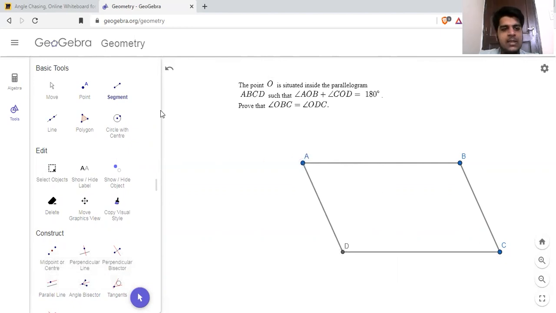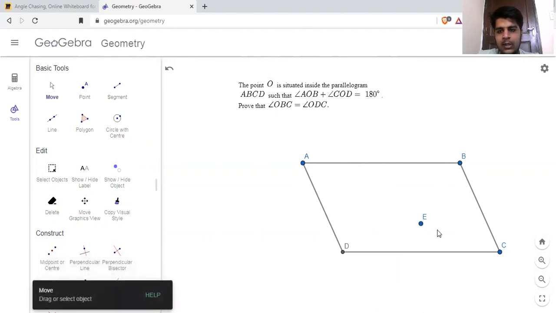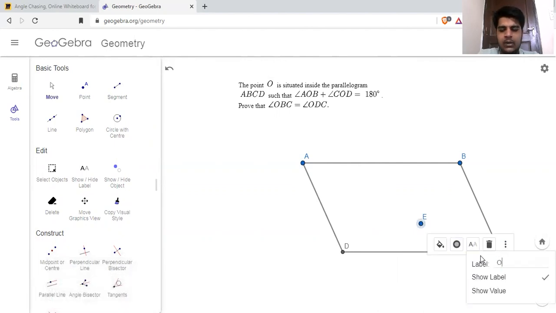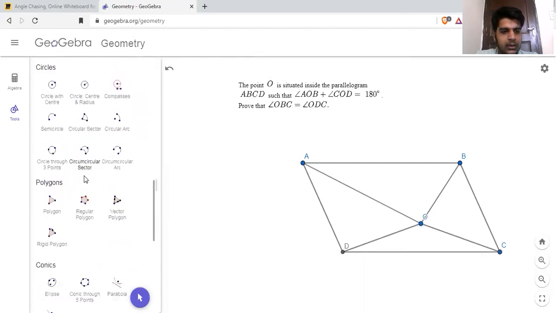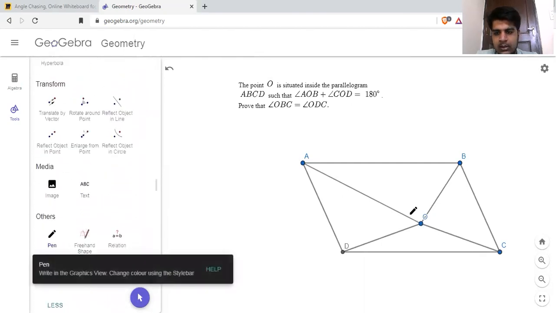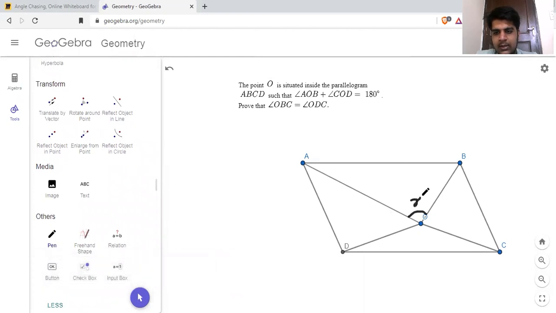So this is a parallelogram ABCD, and we are given that O is some point here. It can be any point satisfying the angle condition. And it's stated that this angle, let's say X, plus this angle is equal to 180 degrees. So this angle will be pi minus X, pi in radians, so 180 degrees basically. And we have to show that this angle ODC is equal to this one, angle OBC.